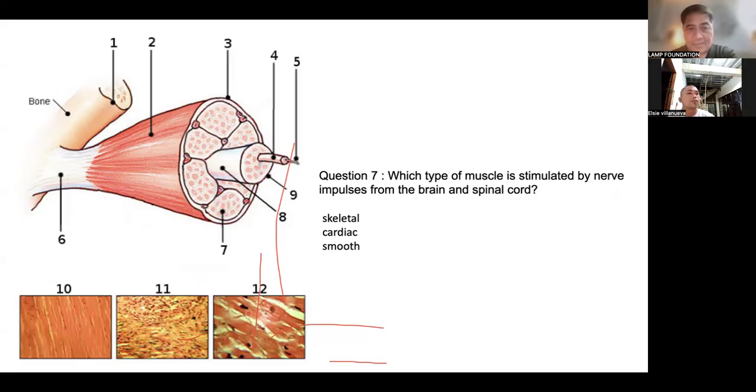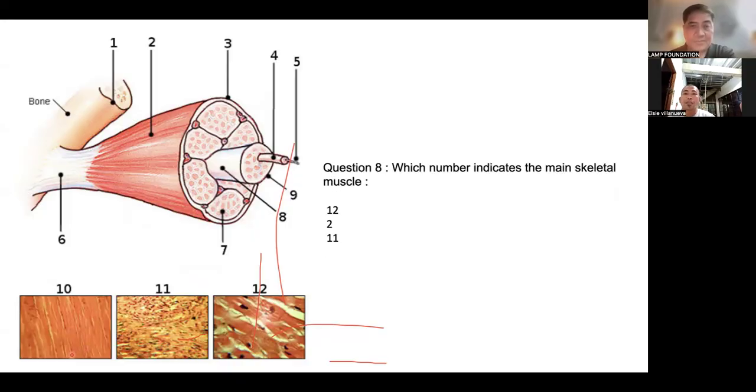Which number is this? This is cardiac, right? So what is this? Skeletal. Number 10. Skeletal. Which number indicates the main skeletal muscle? Number 2. Yes. Which number represents it? 10, 11, or 12?